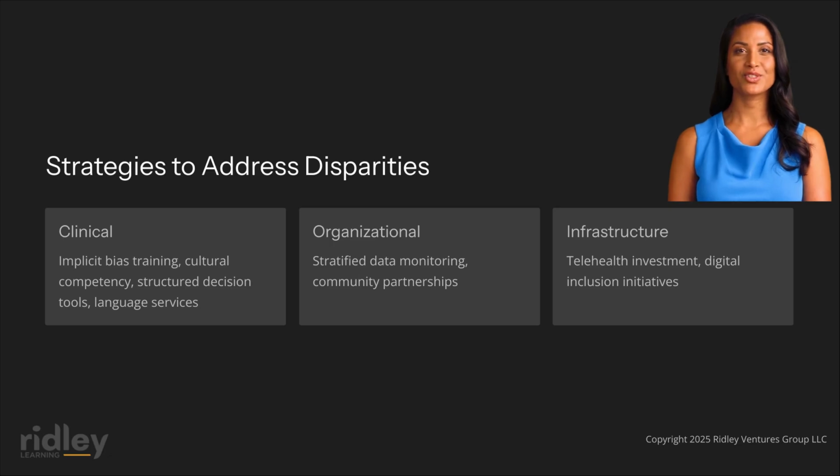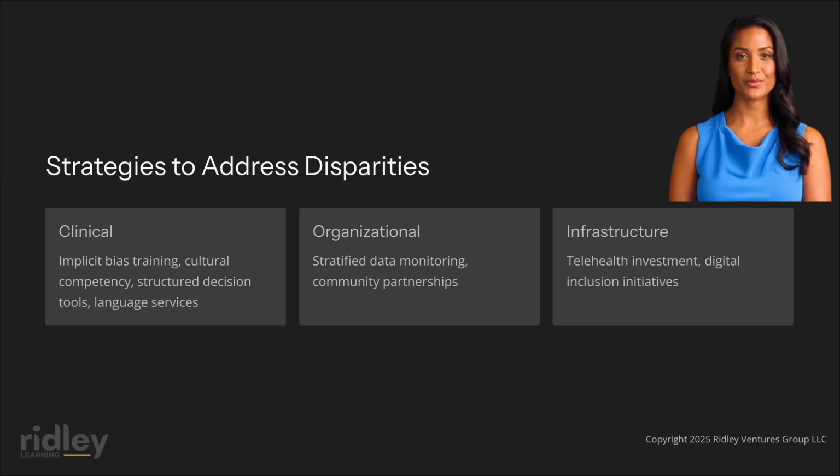Addressing health disparities in stroke rehabilitation requires deliberate, multi-level strategies that target the root causes of inequitable access and outcomes. At the clinical level, implicit bias training, cultural competency education, and structured clinical decision-making tools can reduce the influence of bias on rehabilitation referral and intensity decisions. Language services, health literacy-appropriate education materials, and community health worker programs can address communication and navigation barriers that limit engagement with rehabilitation services among immigrant and limited English proficiency populations.